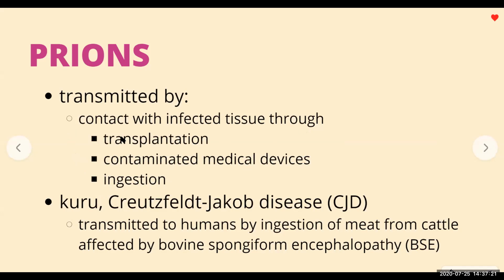Transplantation is less common, because not everyone can afford a transplant. Ingestion is second, and transplantation is third. So, what is CJD? This is a disease transmitted to humans by ingestion of meat from cattle affected by bovine spongiform encephalopathy. If the cattle has BSE and people eat it, the prion is transmitted, and they will develop CJD or Creutzfeldt-Jakob disease.